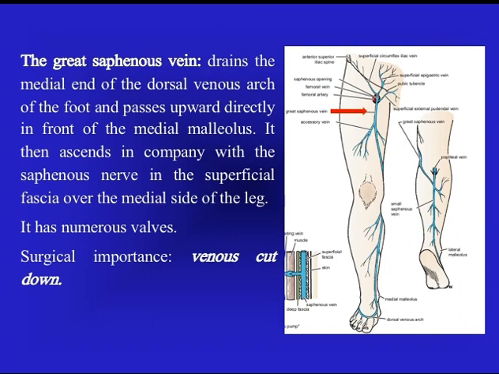Surgical importance of the great saphenous vein: it is the commonest site for venous cut down. Venous cut down is a surgical operation done under local anesthesia. By this operation, we do direct cannulation of the vein. We put a cannula or a catheter inside the vein under direct vision. This is done for the shocked patient.